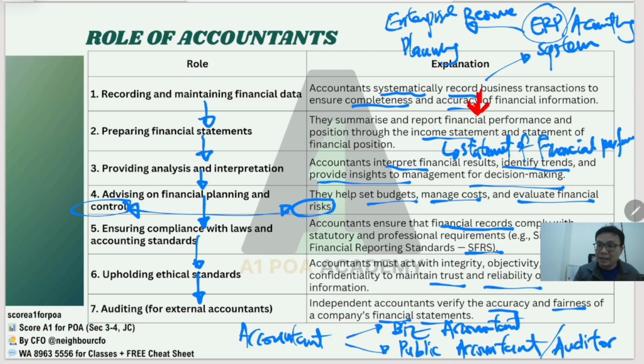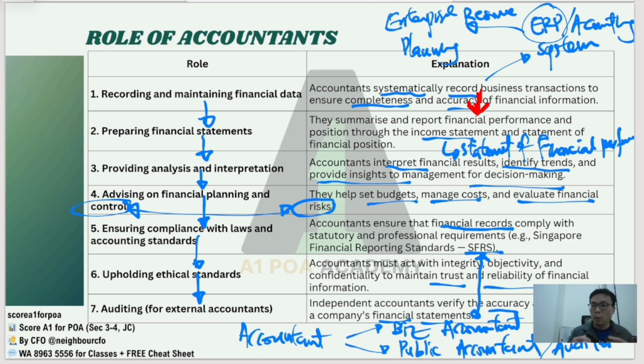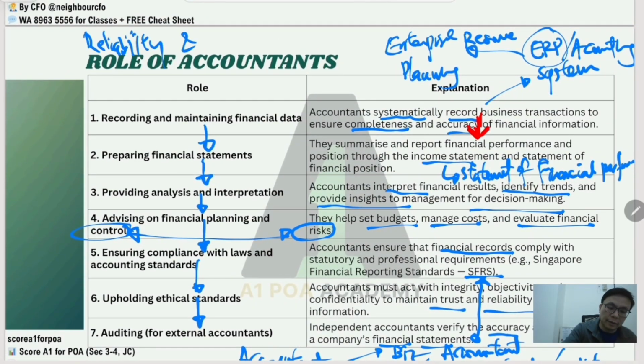They will do all the necessary checks and balances to check whether the company's financial statements are prepared in accordance with the SFRS standard or not. And if not, then they will recommend the rectification. They will recommend how to improve so that in future the financial statements will be more reliable and more relevant. Before we go to the next slide, I just want to share once again the definition of reliability and relevancy.